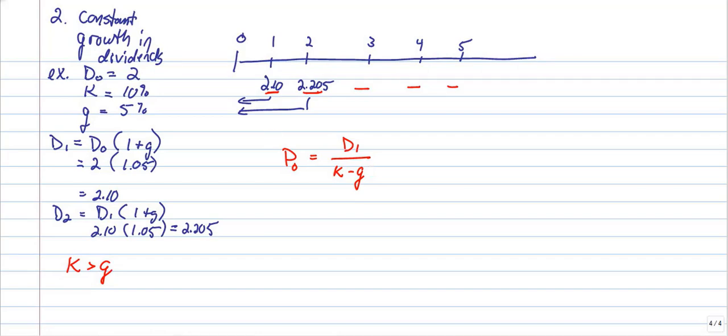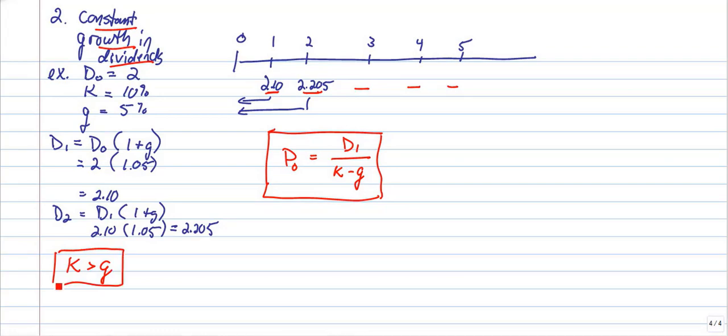This nice formula is not an approximation. It actually is the present value today of all of the future dividends that we will ever receive from this stock. If we make these assumptions: 1, it's a dividend-paying stock. 2, the dividends are growing at a constant rate. 3, the required rate of return is greater than the growth rate.